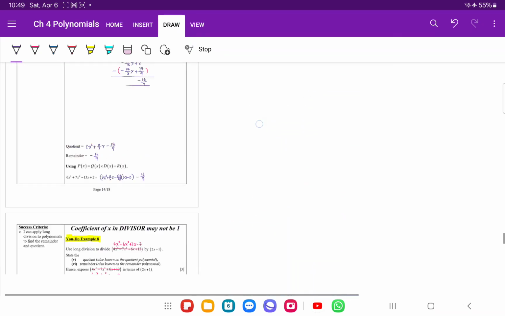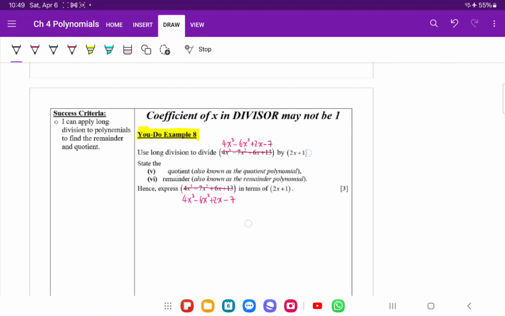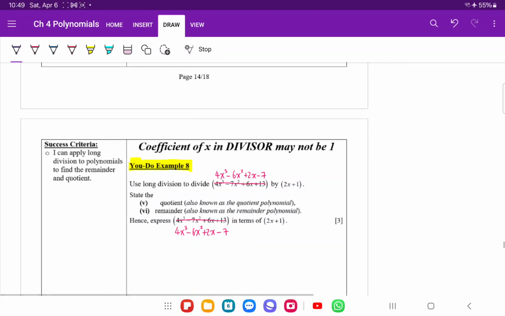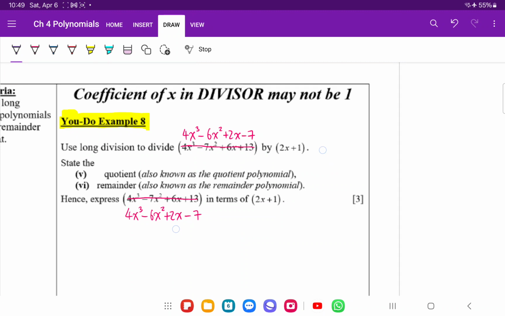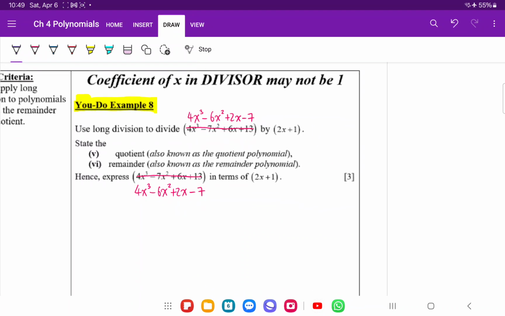Okay, and then we are now ready to start page 15. On page 15, you do example A. Do take note that for the red color one, this is the correct one on your paper. Please use the correct version. For this question, perform long division. This is just a recap of the previous lesson.